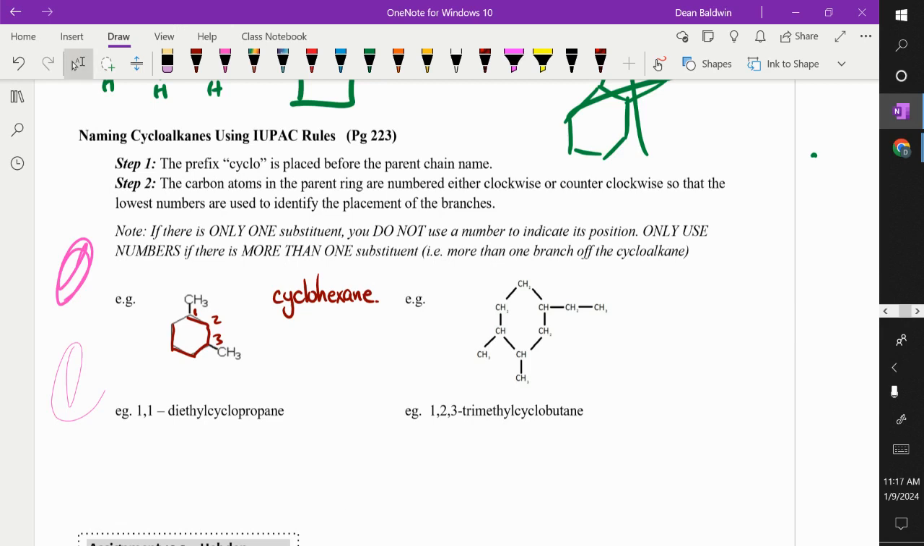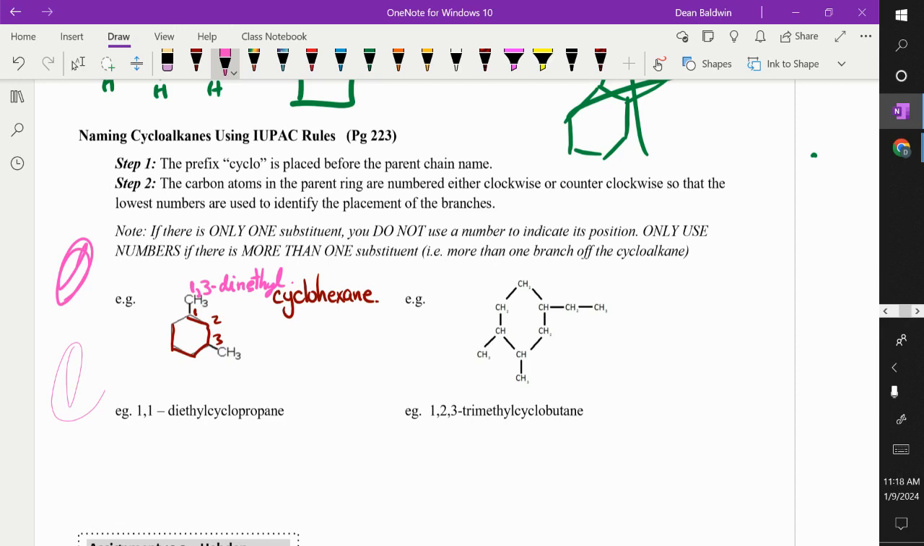Thank you. So it'd be 1, 3, what? Not methyl. You have 2 methyls, so you have to say dimethyl. Dimethylcyclohexane. So it's the exact same thing you've been doing, except you have to put the word cyclo in front of the parent molecule. Okay?